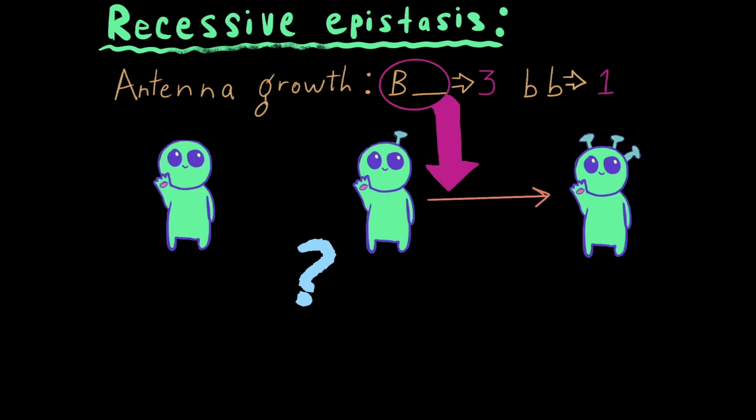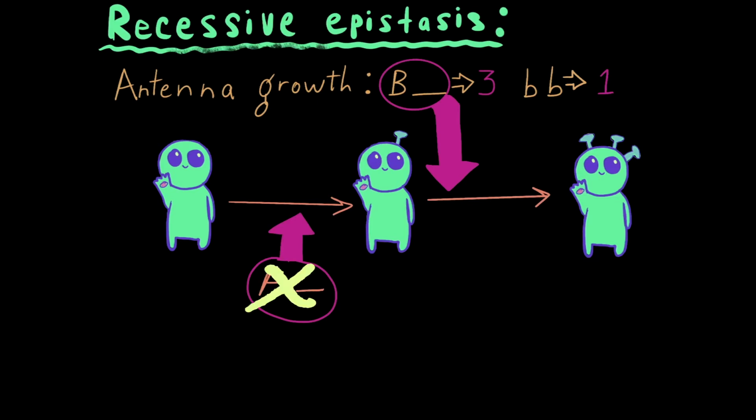So how can we have an alien with no antennas? The second gene, big A, is epistatic on big B. It encodes a protein necessary for the growth of an antenna. If big A is not present, the alien will not be able to grow an antenna.